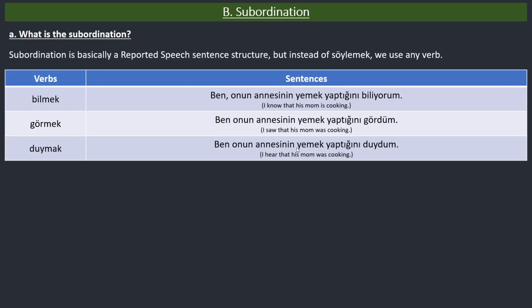Onun annesinin yemek yaptığını duydum. I heard that his mom was cooking. So it's the same structure. The only difference, instead of söylemek, you use the main verb, whatever it is. Bilmek, görmek, duymak. Biliyorum, gördüm, duydum.